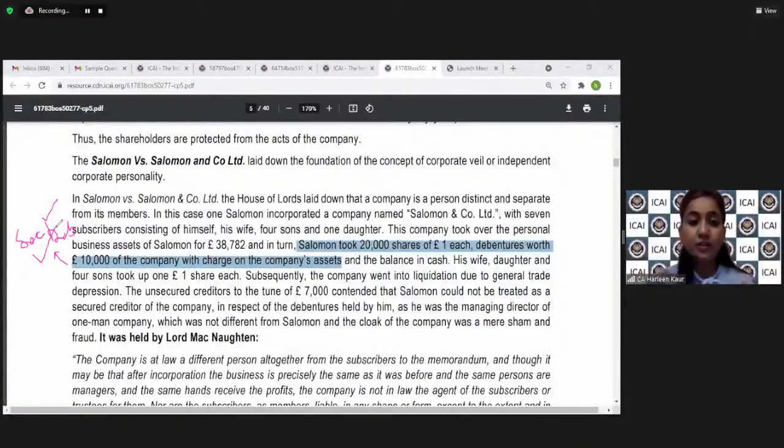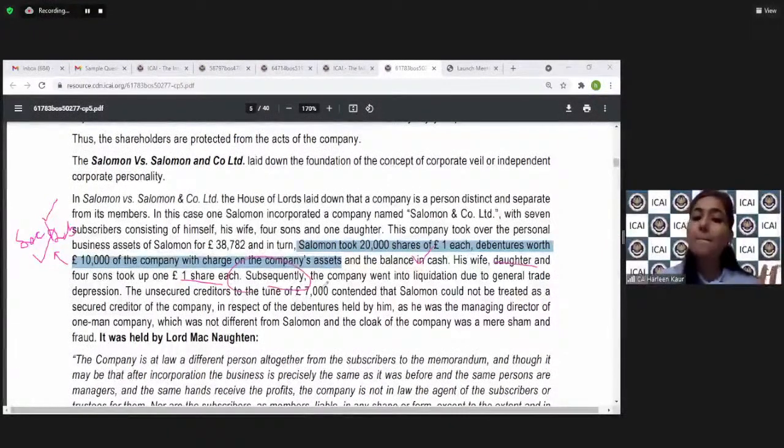Understood till here? So now he has taken 20,000 shares and debentures for the secured debentures because he has created a charge on the company's assets. And the balance he has paid in cash. And just to fulfill the further obligation, his wife and daughter also took up 1 share each. So this is just a mere information that he has given. What was the major contention?